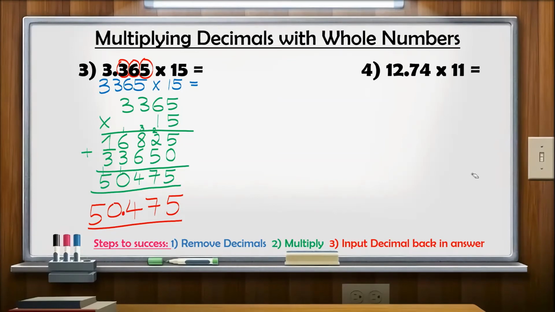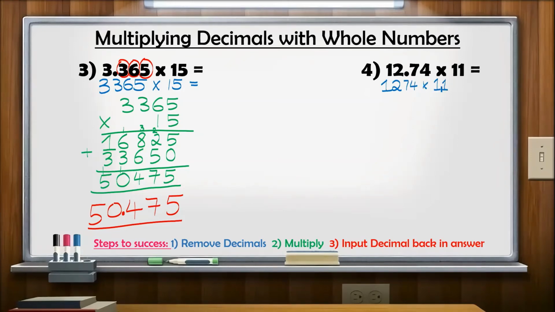Now finally, example 4, 12.74 times 11. We again are going to follow our steps to success to get our final answer. So step 1, we are going to set up the question by rewriting the problem by removing the decimal point. So 12.74 times 11 now becomes 1,274 times 11.